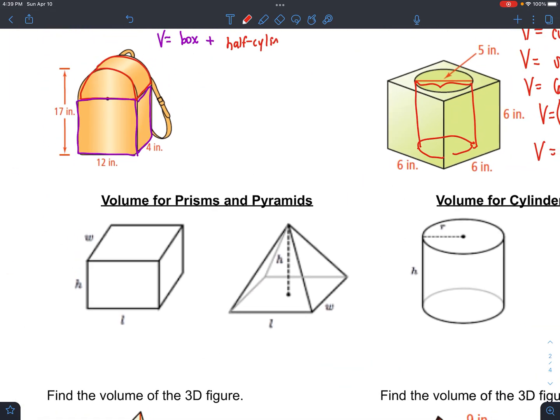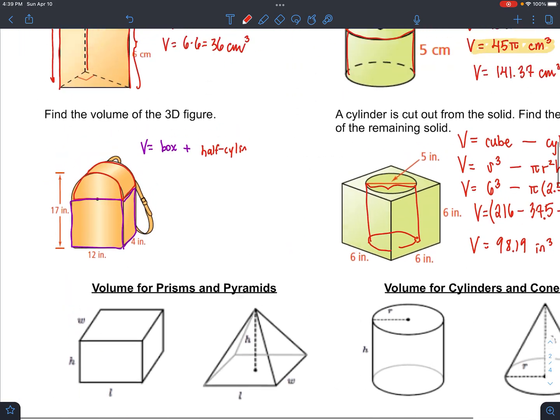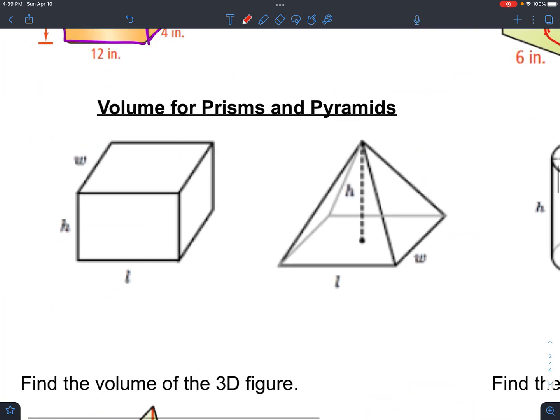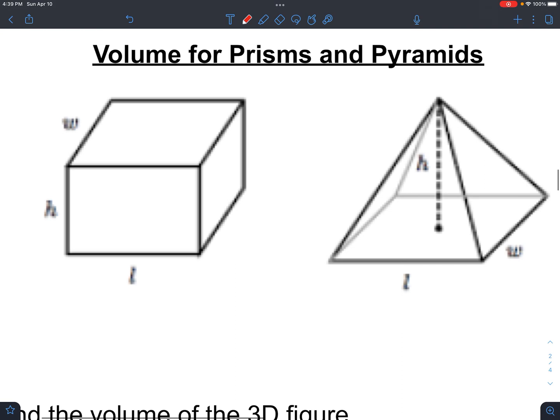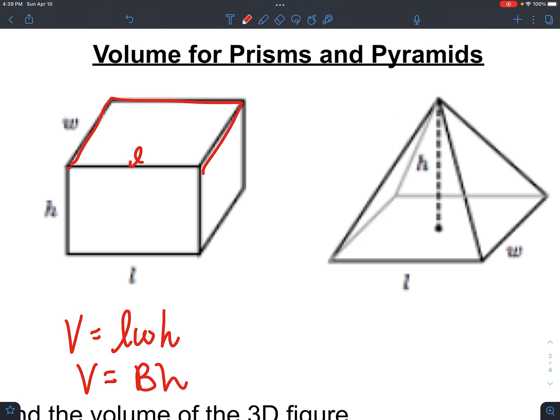Okay, so we've already talked about prisms, really. Not pyramids yet, but for the volume of a prism, all you have to do is length times width times height, if it's rectangular like this one. But we also know that the prism has the formula just base times height. So this might be the base, B, length times width.